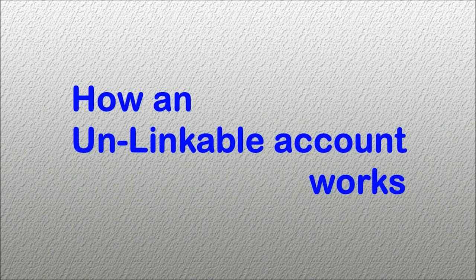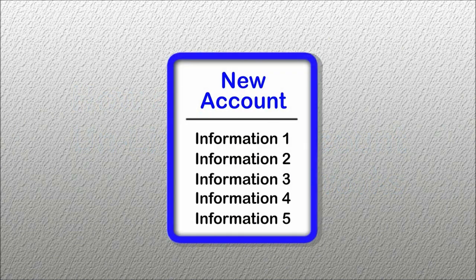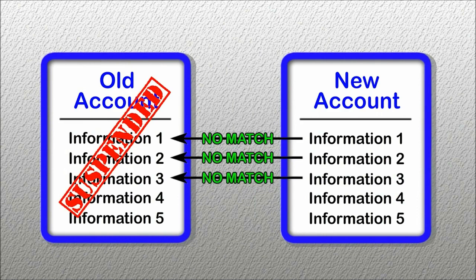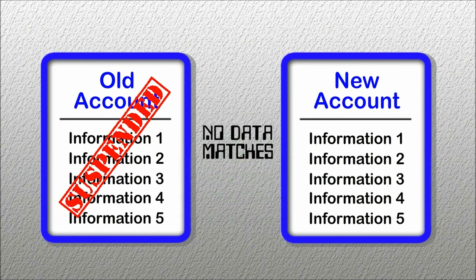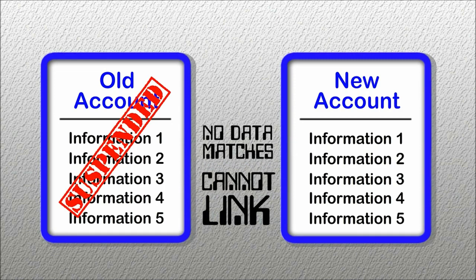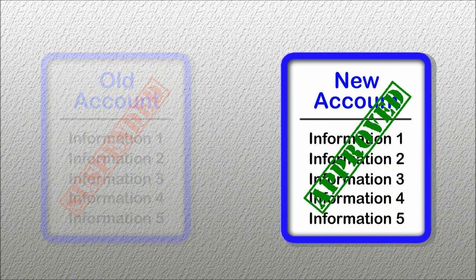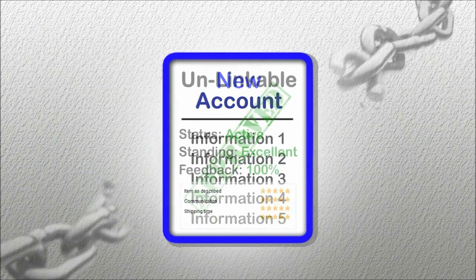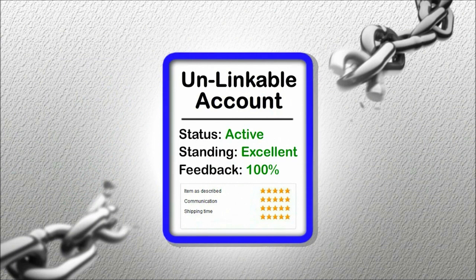Here's how an unlinkable account works. As we showed you before, whenever you open a new account, eBay compares certain pieces of information and checks to see if they match any suspended account in their database. However, in the case of an unlinkable account, no data will match and eBay cannot link it to any previously suspended account. eBay will then assume it's a new member and will approve this new account with full rights as a new eBay member. You now have an unlinkable account.